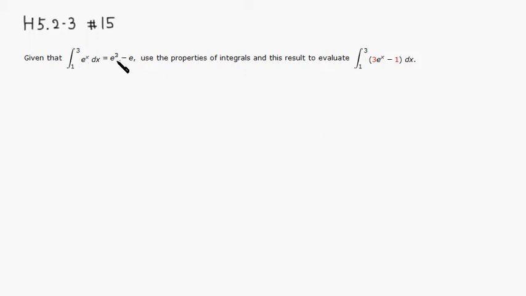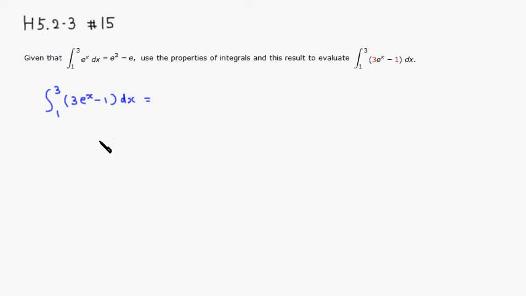It looks like we have the value for the definite integral from 1 to 3 of e to the x. So we can write it this way. Let's see. We want to find the integral from 1 to 3 of 3 e to the x minus 1 dx.